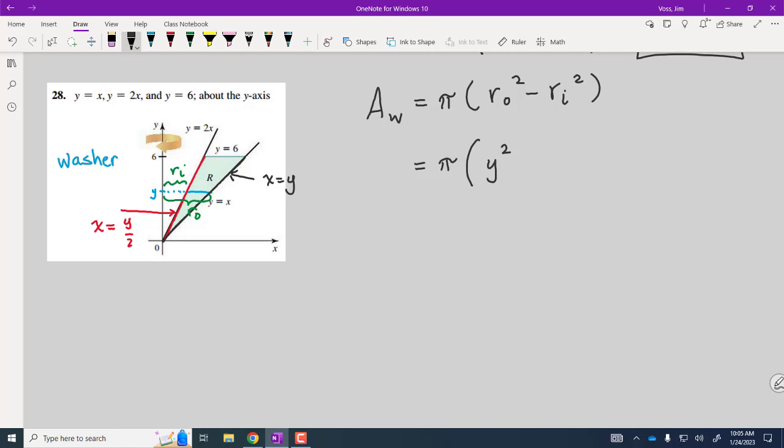And then this function's a little more obvious. The x value over here is y over 2. So the inner radius is going to be y over 2. So this will be y over 2 quantity squared.